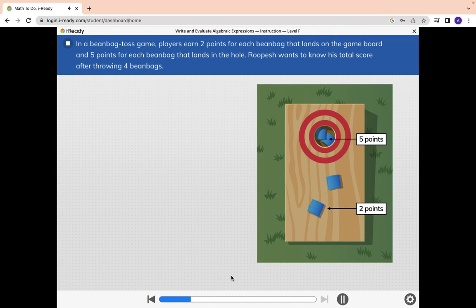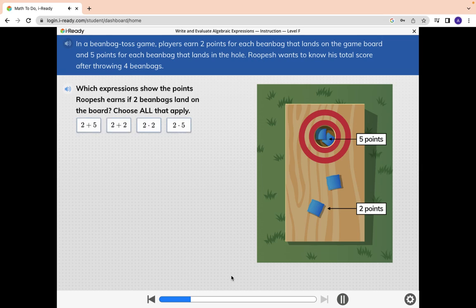In a beanbag toss game, players earn 2 points for each beanbag that lands on the game board and 5 points for each beanbag that lands in the hole. Rupesh wants to know his total score after throwing 4 beanbags. Which expressions show the points Rupesh earns if 2 beanbags land on the board?